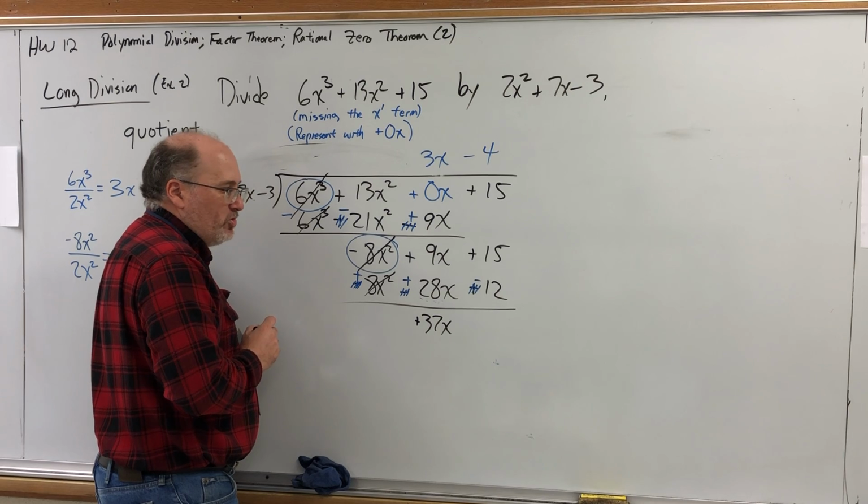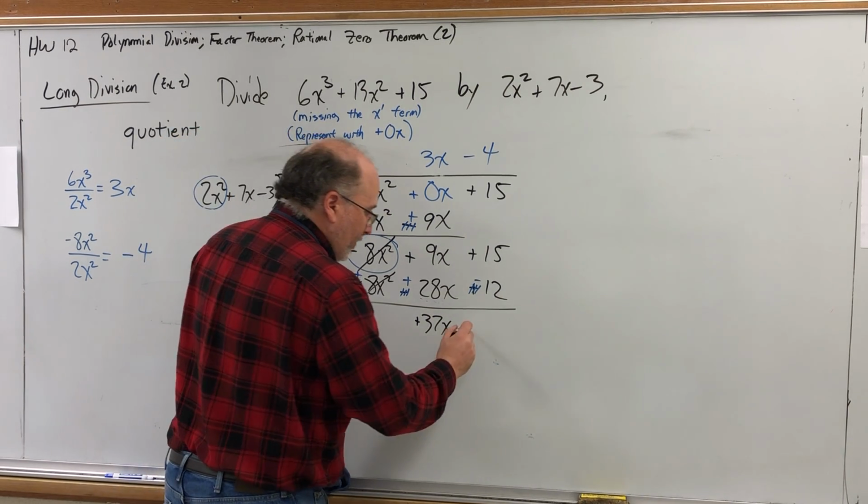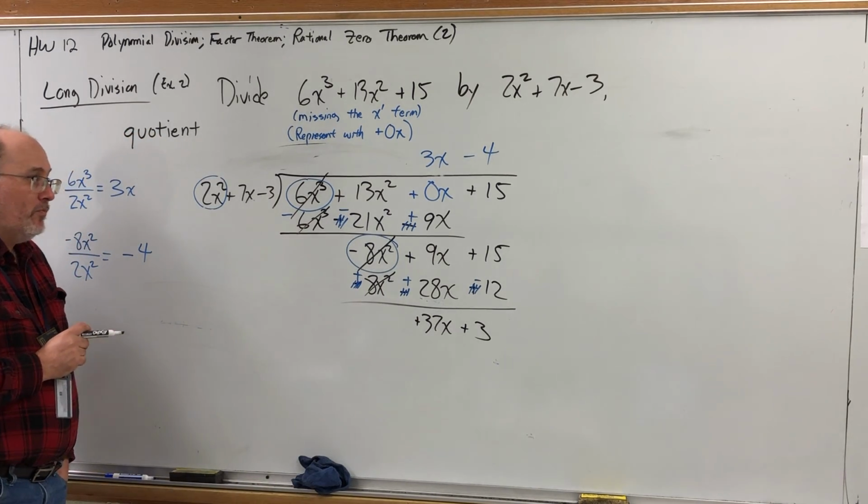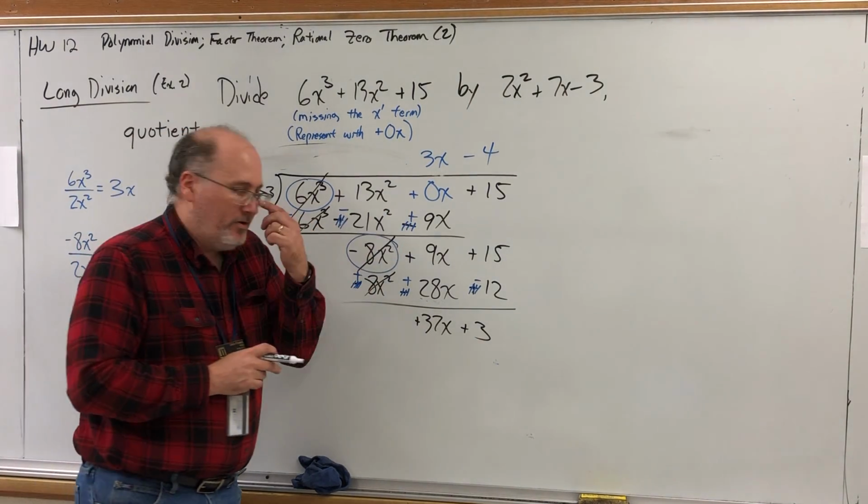Positive 15 and negative 12 is positive 3. And the division problem is over. Why? There are no more terms to bring down.